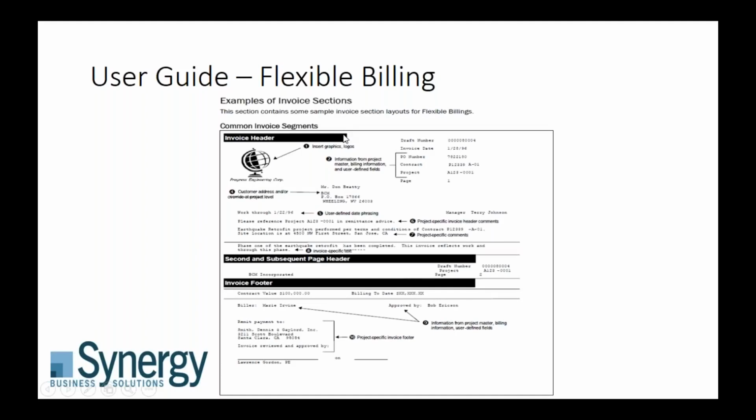This is right out of the flexible billing user guide, not the help file, but the user guide. This actually shows you, when we're talking about headers and footers, what those are and, by default, what information will print. There's this top section, here's where the logo would go, here's where the customer address prints by default, the work through or those user-defined dates, the comments, footer information, biller, approver. This is straight right out of the book, and this is what the default form looks like.